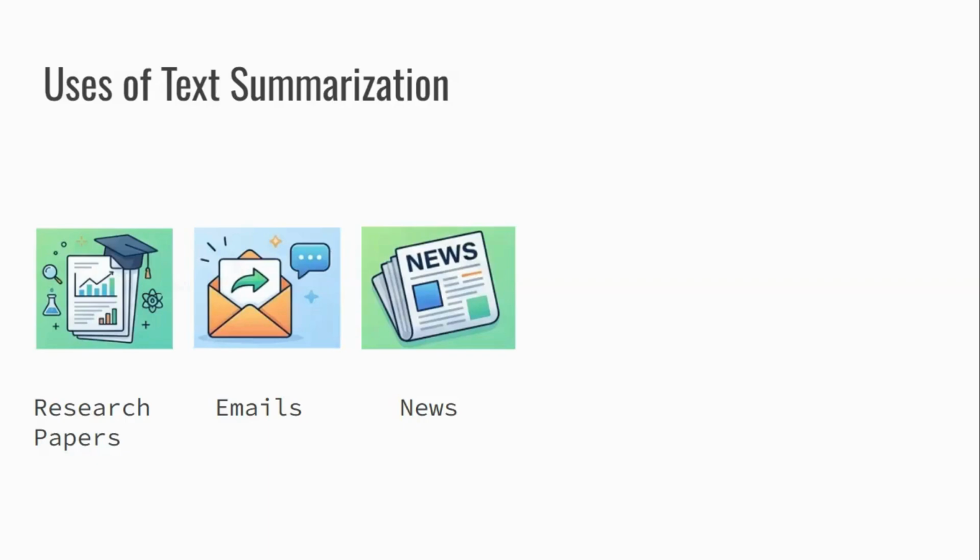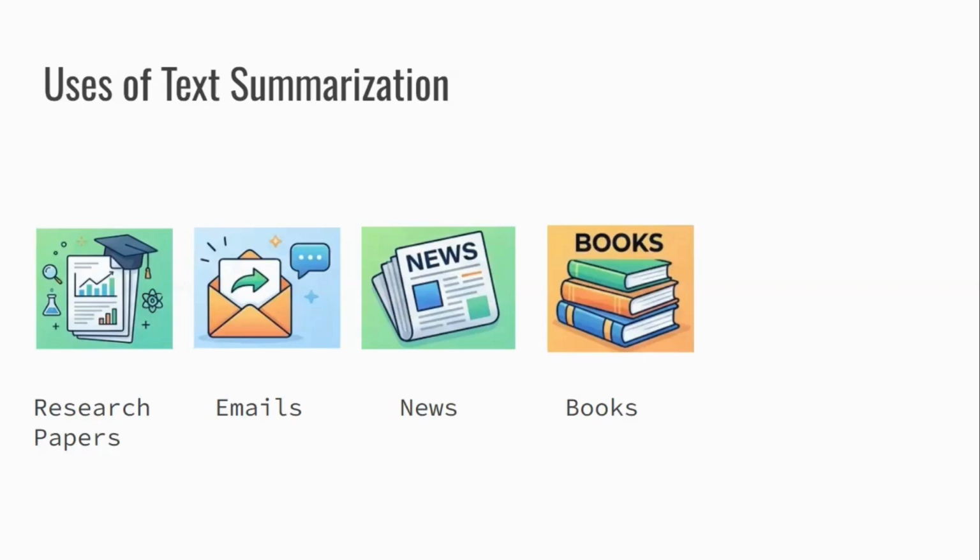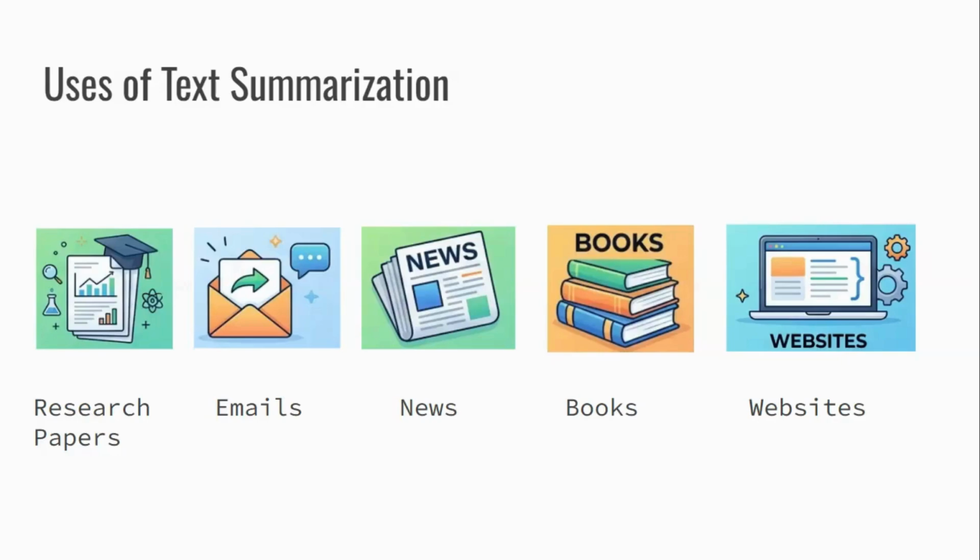Next example is news. There is a lot of news being generated every single day, and it's hard to keep track of everything. So what if we can summarize the news so that you can just quickly scan through the headlines or summary to get a quick gist of the news. Another example is books. If you have a long list of books which you cannot read and you just need the summary, you can make use of a text summarizer. Another example is for summarizing a large website which has a lot of information and you don't have time to read it.